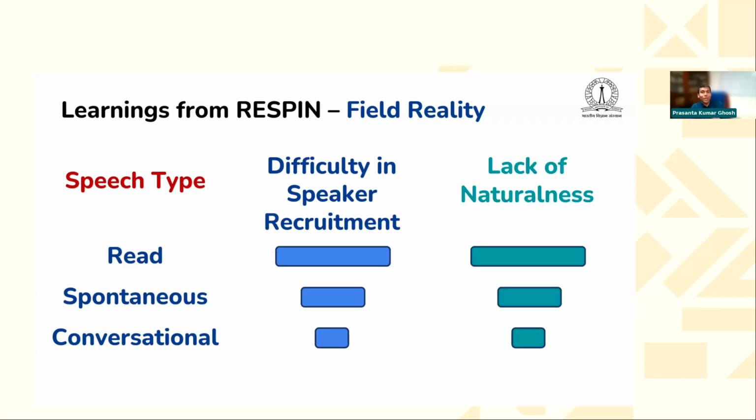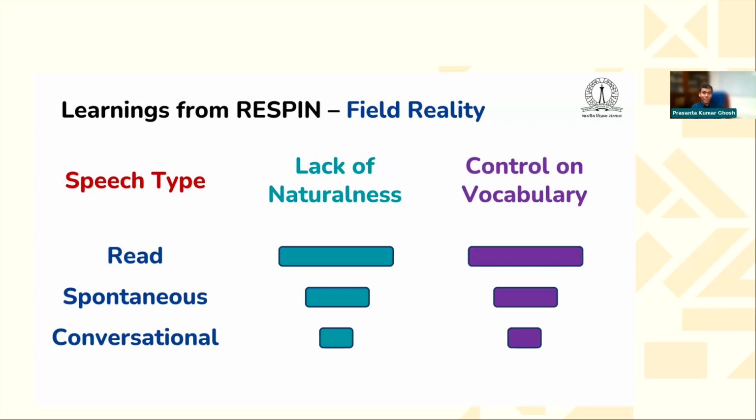However, if you look at the naturalness, read speech lacks most of the naturalness because it's an artificial way of reading out a sentence, right? But conversational has maximum naturalness. If that's the case, then what is the benefit of collecting read speech? We realized that we can control which keywords to cover, what vocabulary you want to cover. We have good control on that. If it is conversational, it is not necessarily the case. We have to really select the speakers carefully to ensure that we cover the vocabulary.